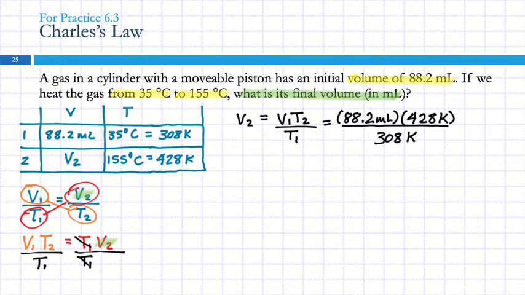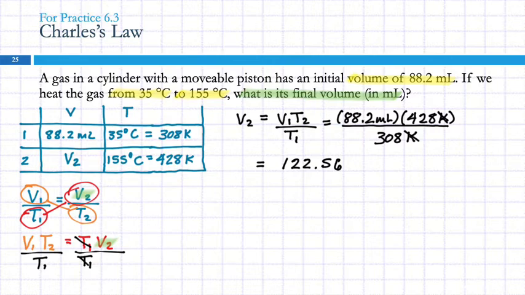Let's cancel out some units. We have kelvins in the numerator and kelvins in the denominator, so the kelvins cancel out. And we're left with the unit of milliliter, which is awesome because that's what the problem is asking us for. 88.2 times 428 divided by 308 equals. The calculator is showing me 122.56, and it just keeps going and going.